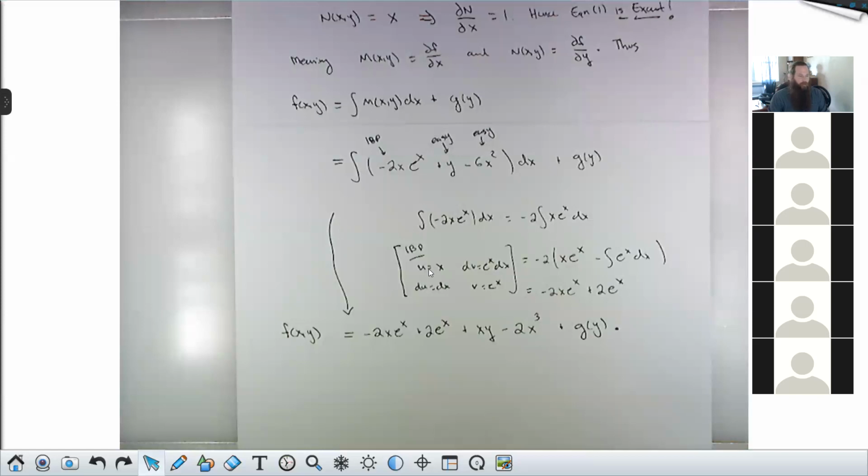Very good. The other bit of information that we have, and that's why I wrote this down, we just used this information to recover f up to an additive function, pure function of y. The other information we have is that n is df dy. So since I have f here, I can take the partial derivative with respect to the variable y and set that equal to n.